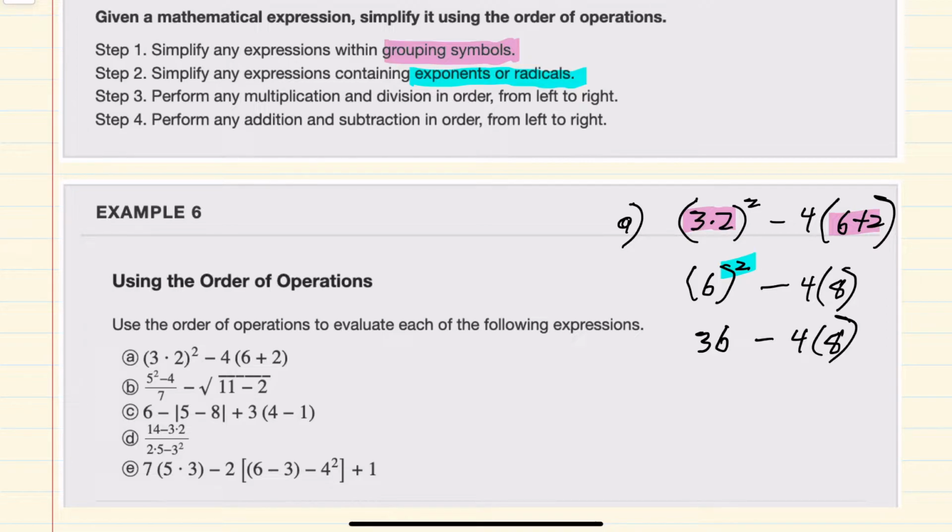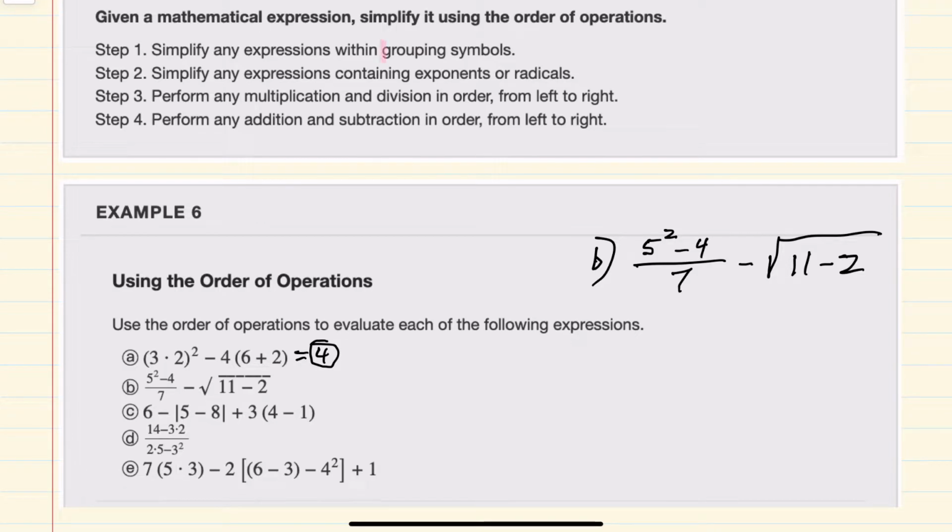And then we would move to multiplication and division from left to right. We have one instance of multiplication here. So evaluating that, -4 times 8 would be a minus 32. We're left with just one operation, subtraction here. 36 minus 32 would be 4. So we have simplified A as much as possible. We'll move on to B.